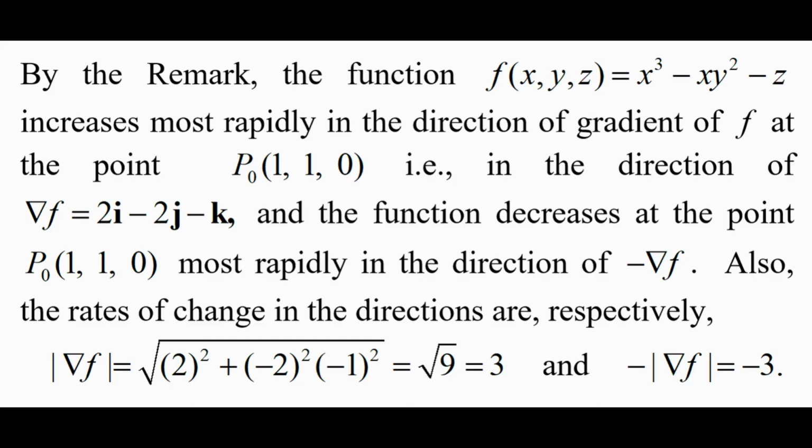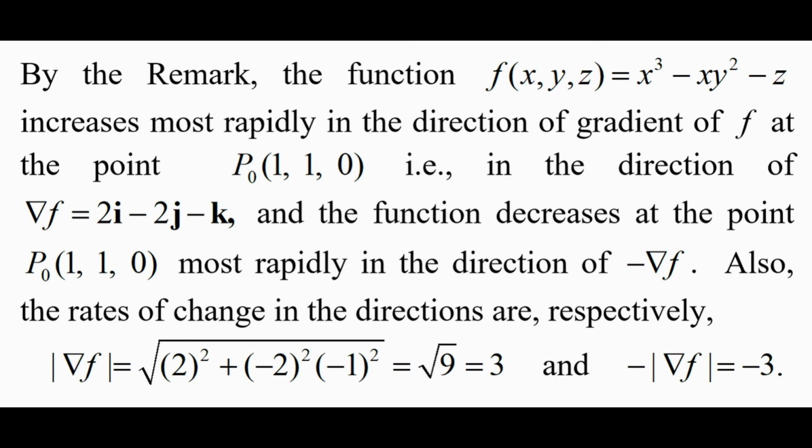By the remark, the function f increases most rapidly in the direction of the gradient of f at the point (1, 1, 0). So f increases most rapidly in the direction of gradient of f, which is 2i minus 2j minus k, and also the function decreases at the point most rapidly in the direction of negative grad f, that is, in the direction of negative 2i plus 2j plus k.